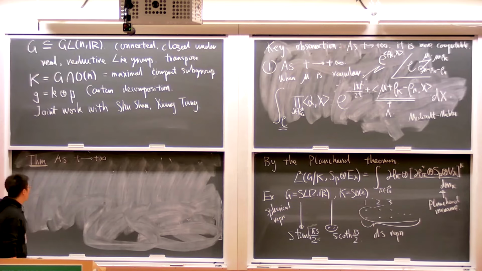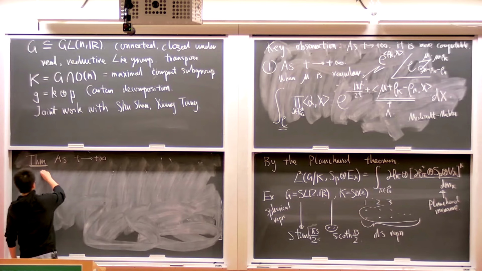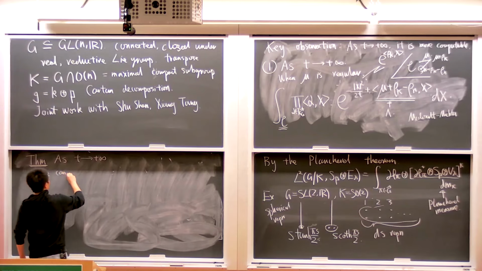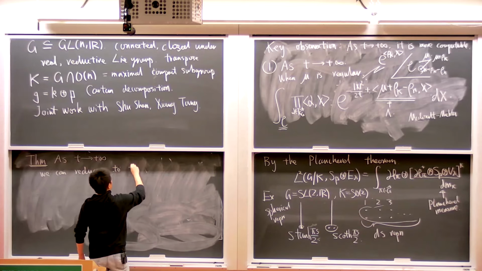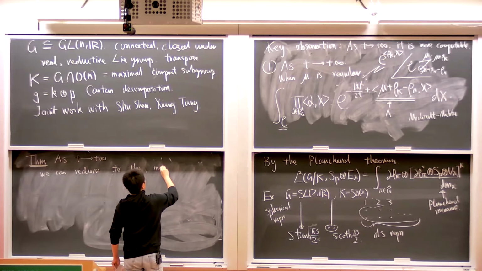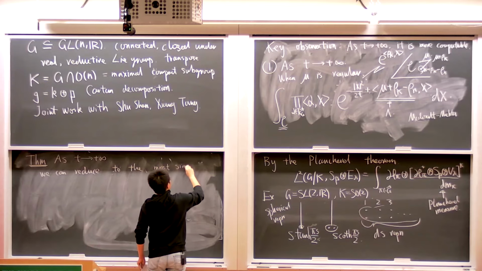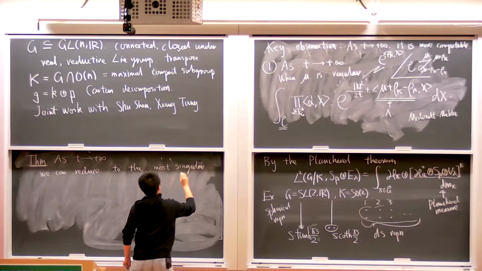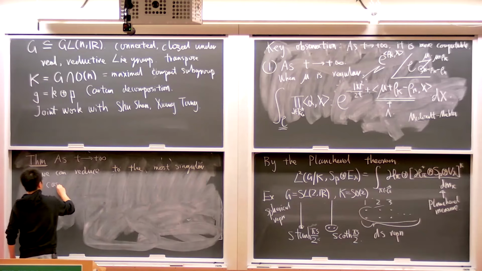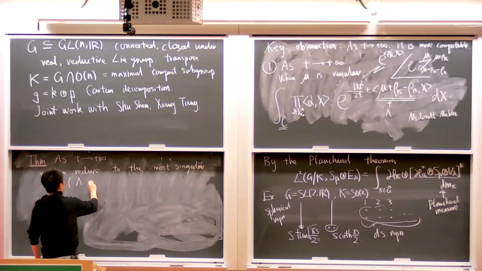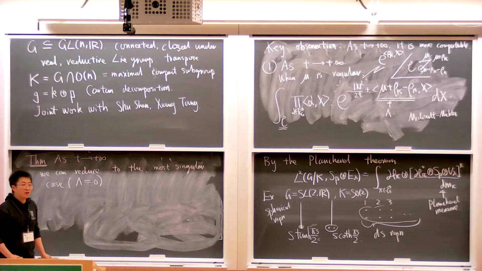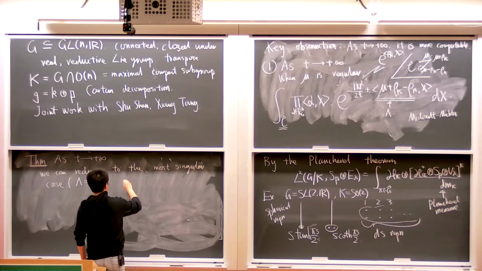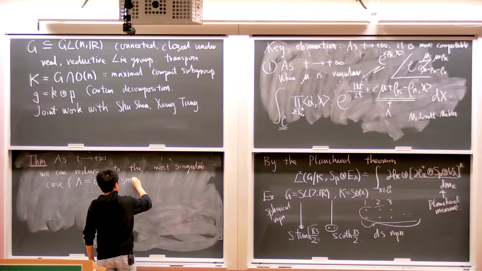But in any case, what we can say is that as t goes to infinity, and I'm being vague about this theorem, we can reduce to the most singular case. What is the most singular case? That corresponds to the case lambda equal to 0. After you do the projection, you get 0. This one actually has a name. This is known as a small representation.